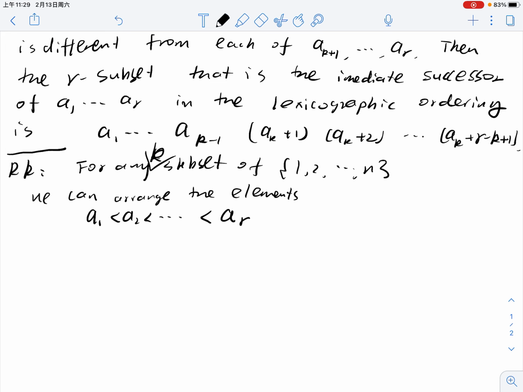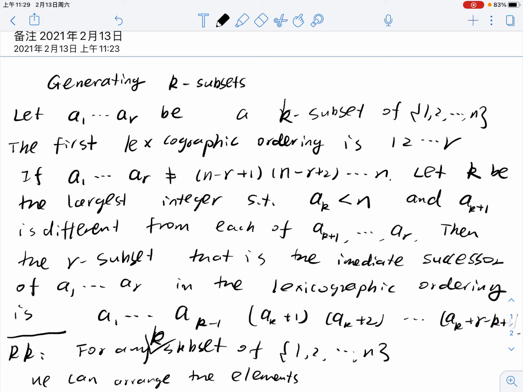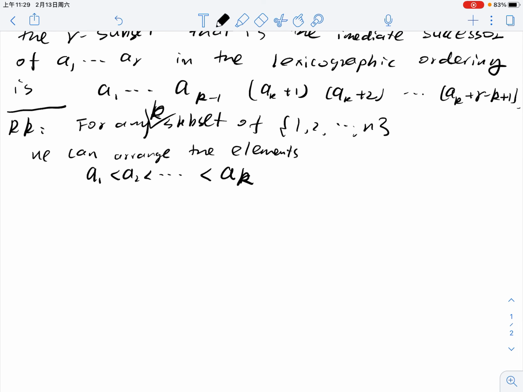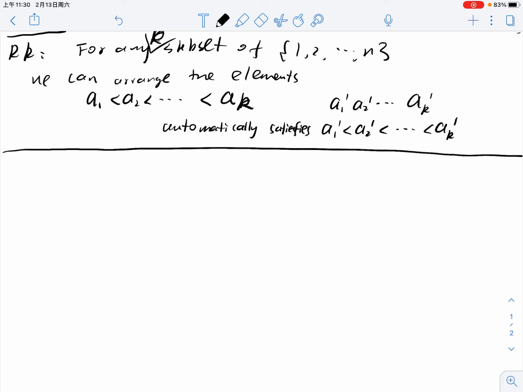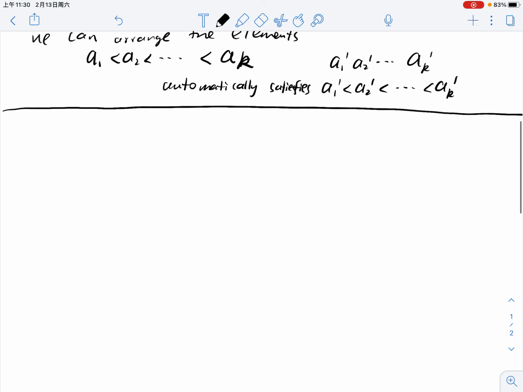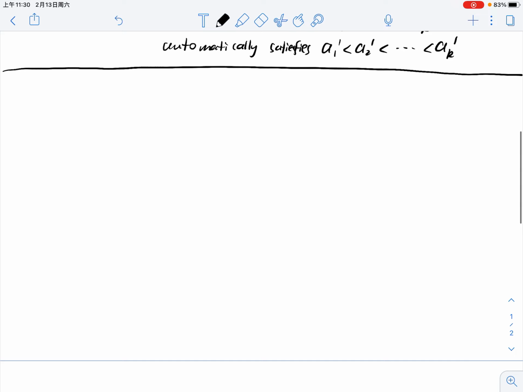Sorry, this is my bad. Each new K subset, A1 prime, A2 prime, AK prime, automatically satisfies the following inequality. And you can search online for other efficient ways to generate K subsets. Mathematically, this probably is useful when you do some theoretical proof.